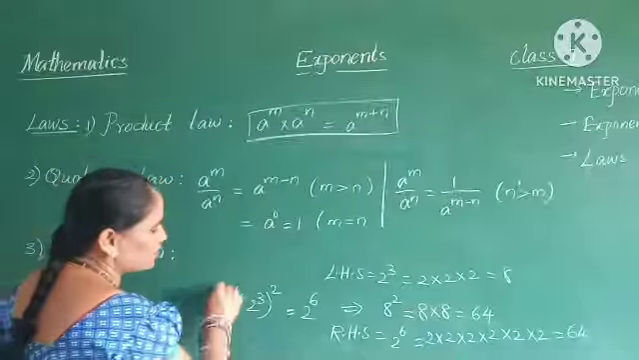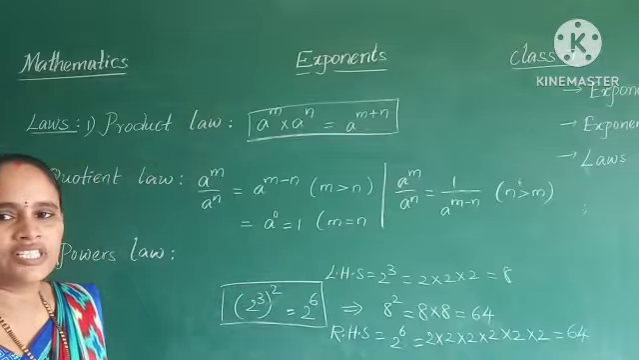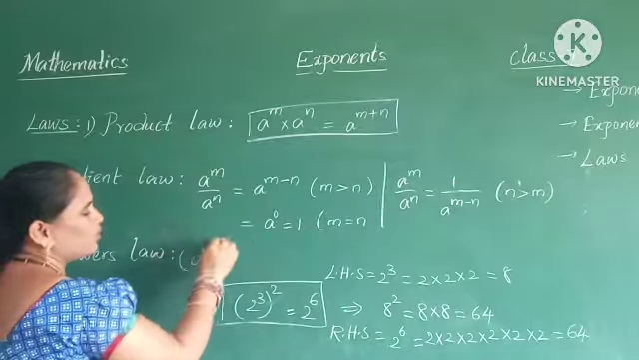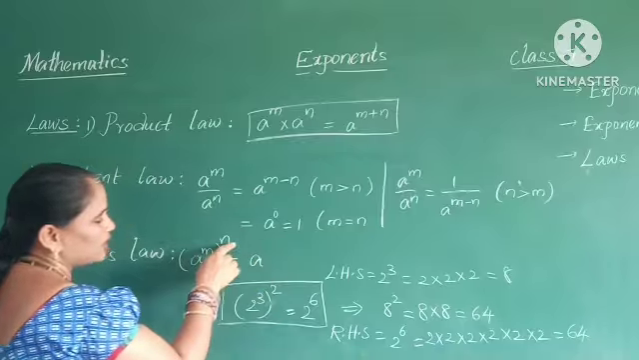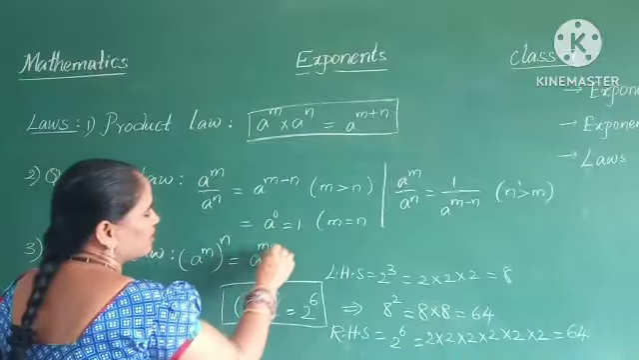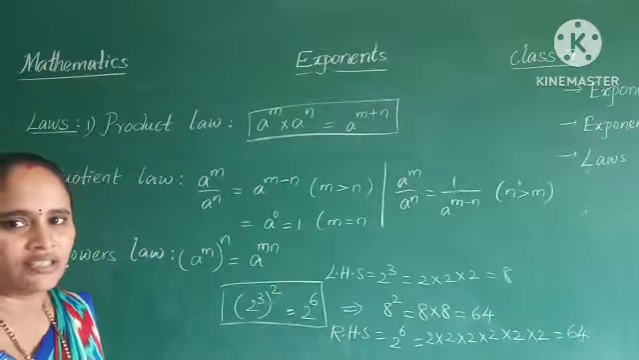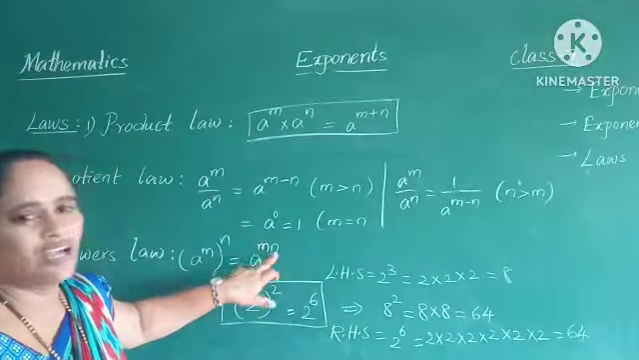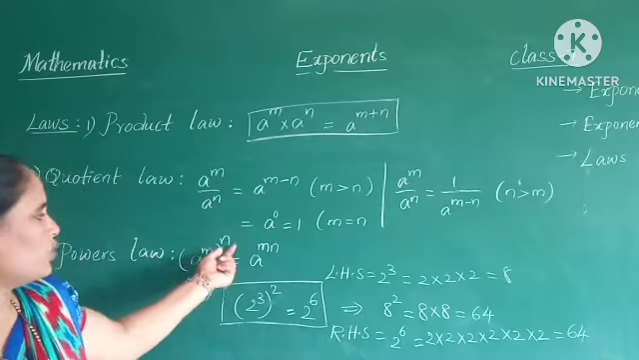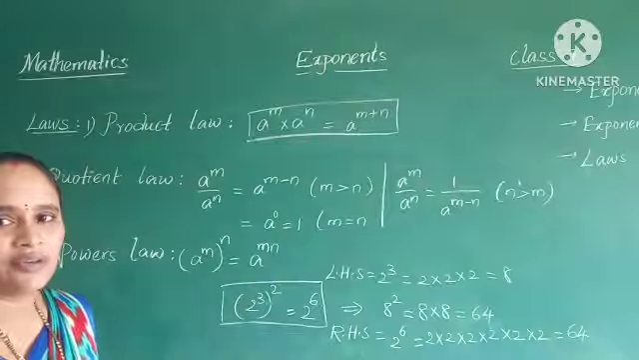So which law is it? Power's law. The power law is nothing but: a power m whole power n, then we have to multiply the powers, a power m into n. In variables, we should not keep the into symbol. Here we use either a dot or leave it out. So a power m whole power n is equal to a power mn. Which law is it? Power's law.